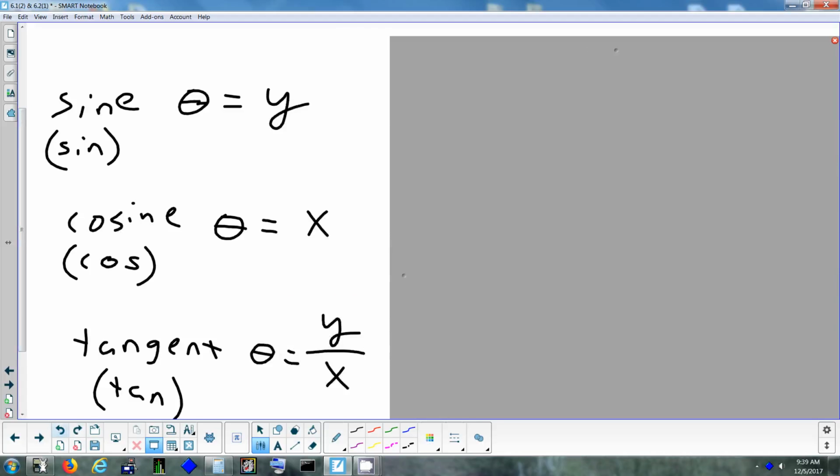Okay. So if you have a problem and they ask you for the sine of something, all you really need from the coordinate is the y value. The y value of the coordinate is the sine. The x value of the coordinate is the cosine. And then for the tangent, you need both. You take the y value of the coordinate, divide by the x value of the coordinate.